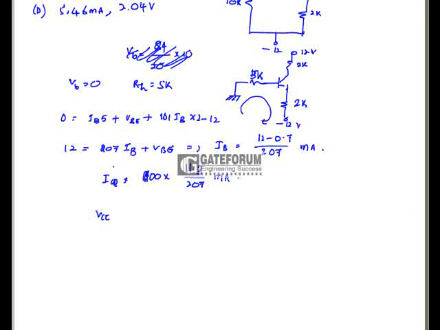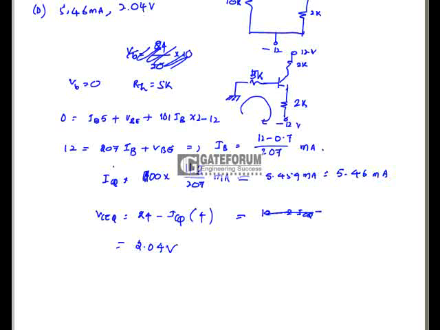So VCEQ is equal to 24 minus ICQ times 4. So from this, ICQ is nothing but 5.459 milliamps, and VCEQ is nothing but, taking 5.46 approximately, 2.04 volts. That is option D is correct.